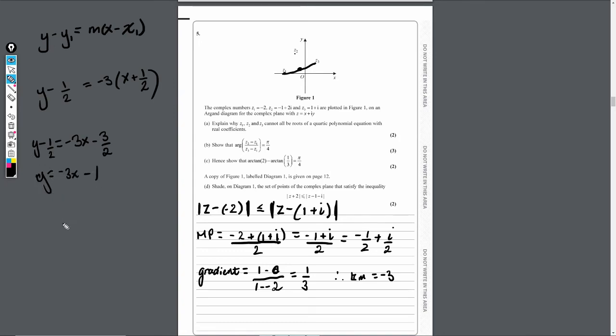So y equals minus 3x minus 1. So that's my equation now. If we just plot that, it's going to cut through here at minus 1, so somewhere there. And if we join this up now, what you'll actually notice is that it goes through Z2.